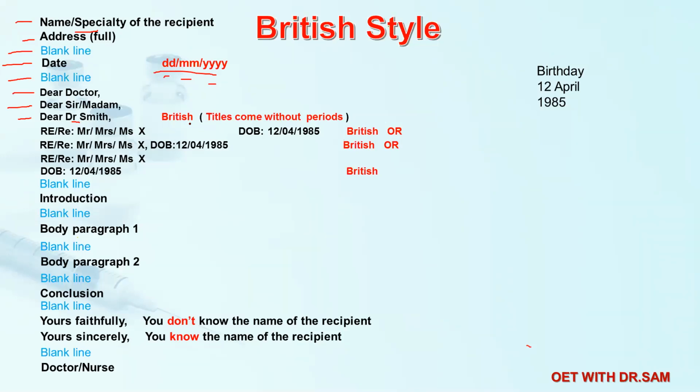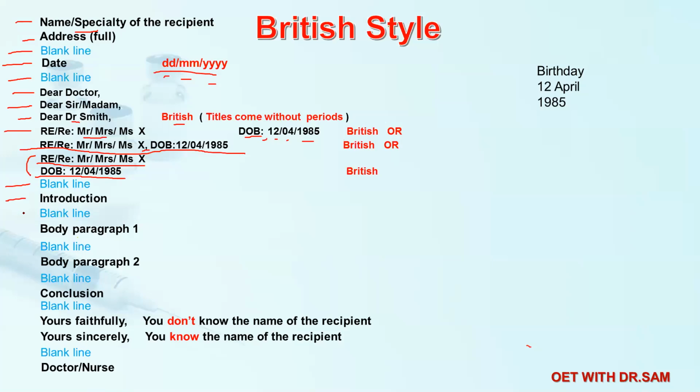But here, don't include periods with titles, because in British, titles come without periods. Regarding Mr, Mrs, Ms X without periods, DOP without periods with a colon, then one space, then day, month, year. This is the first option. The second option, you can write the same one, but with one space and a comma. The last one, the name of the patient and DOP under the name.